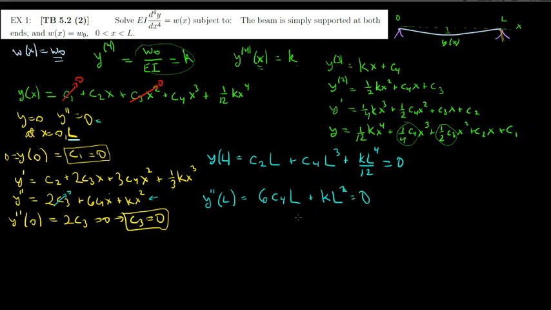That's L squared. Okay. So I think from this equation, we can find C4. So 6 times C4L is equal to negative KL squared. Just divide by 6L. That's a K. And that tells me that C4 has to be negative KL over 6, or negative 1/6 KL. Okay. So that just leaves one more, C2.